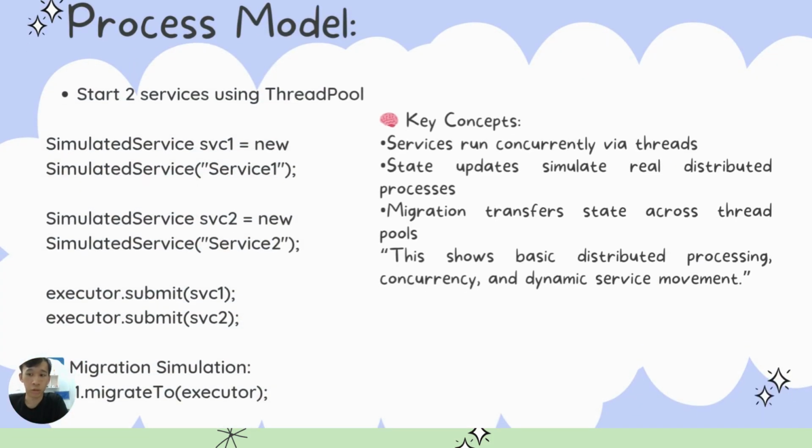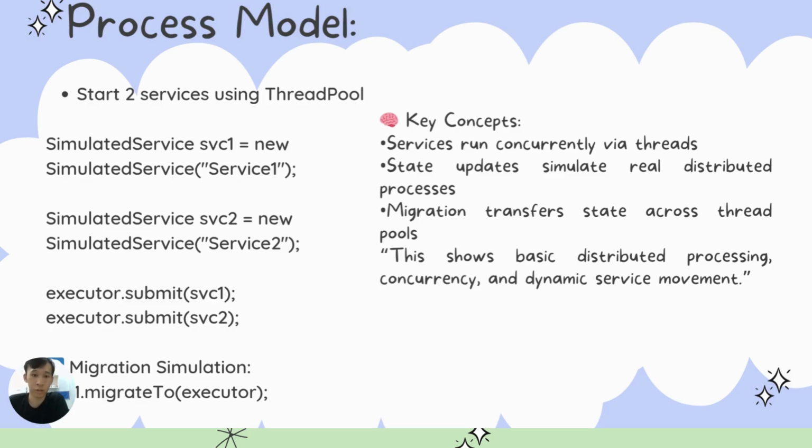We use the thread pool executor to simulate the concurrent service execution. When service 1 and service 2 are submitted to a pool to run in parallel, it advances distributed services running independently. Later we will simulate the migration by calling the executor, which shows how a service can be dynamically relocated and continue its task in a new thread.